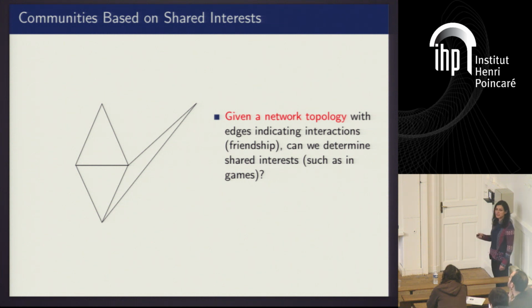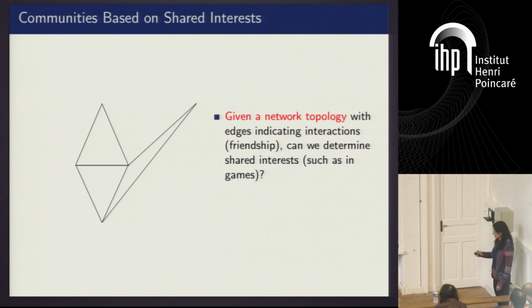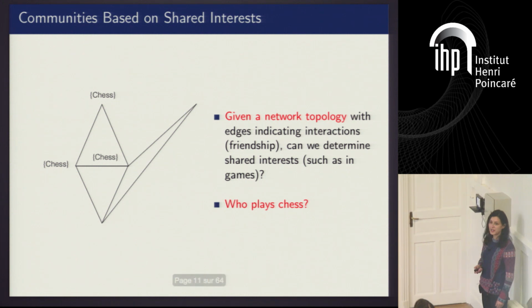So for example, let's say that this graph was obtained not from a karate club, but from people's interests in games. What you can say is, for example, who plays chess? And then it may turn out that these three people that represent vertices in this graph have a common interest or a common feature, that they're all playing chess.